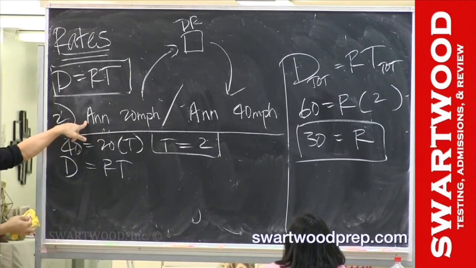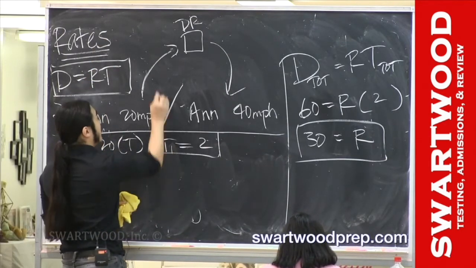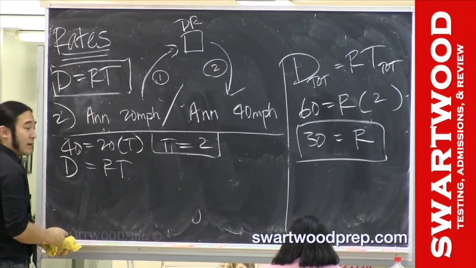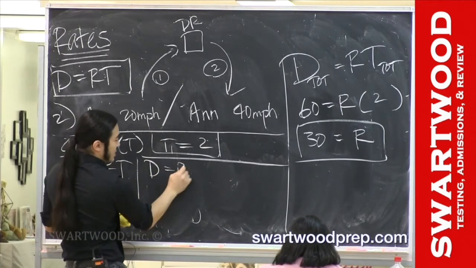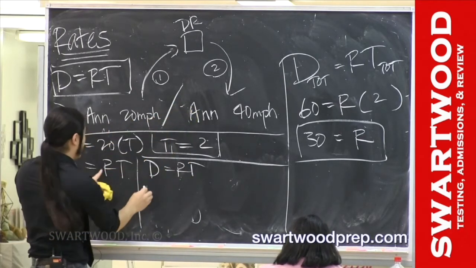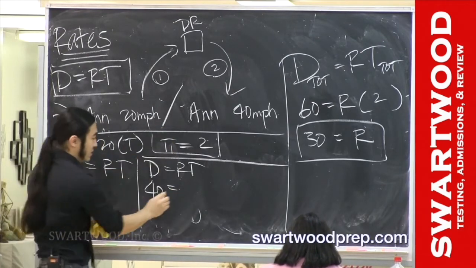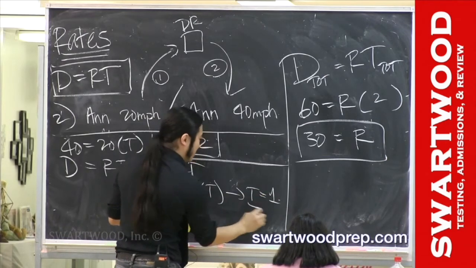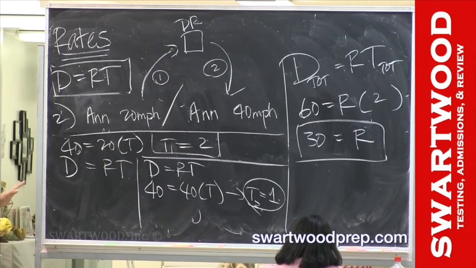That's for Anne going there. So this is Anne's time on the way there. Let's call that time 1. This is leg 1, leg 2. What about on the way back? Again, distance is rate times time. On the way back, the distance is still 40. The rate is now 40. So the time here is 1. So this is time 2. Everybody agree with this?